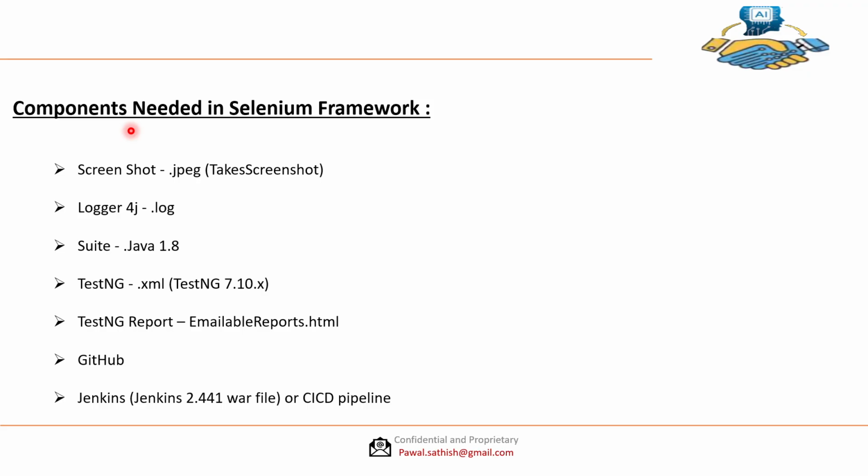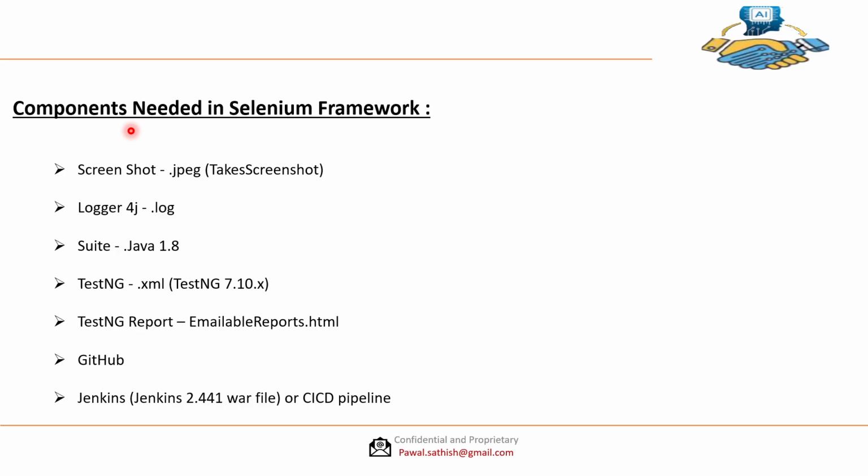Then we are also using the Log4j class, and here we can use the debug or info log. Then we have the suites. We have different suites: a smoke suite, a regression suite, and a sanity suite. When the deployment happens in the production environment or UAT environment, we quickly execute the smoke suite, so for that we require a smoke suite.